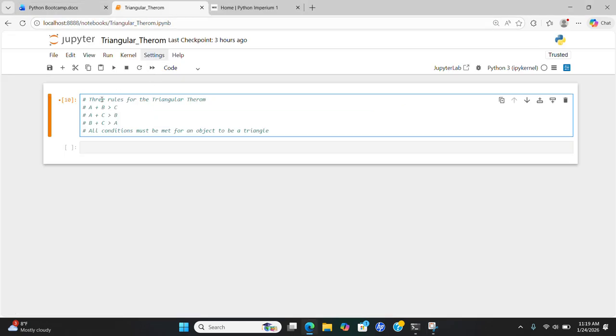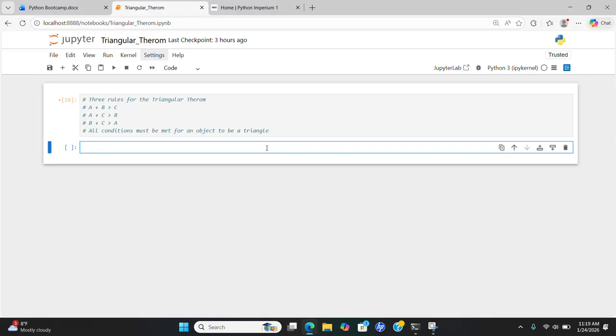So here are the three rules for the triangular theorem. Rule number one, A plus B is greater than C. Rule number two, A plus C is greater than B. And rule number three, B plus C is greater than A. All conditions must be met for an object to be a triangle. So let's do the coding.